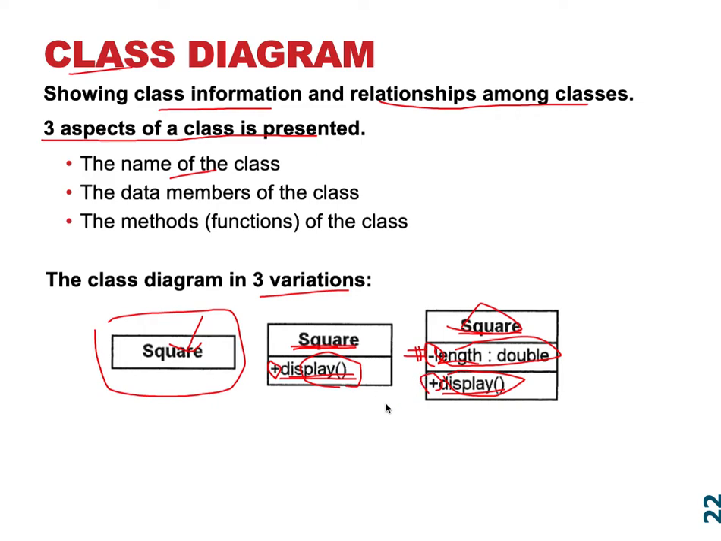As you can see briefly, when you specify a data member, you give the name of the variable first, then a colon, and then the data type last. That's the UML notation. Also for functions, if you have a return type, after the colon you give the return type. So the name and the data types are in reverse order compared to the Java language.